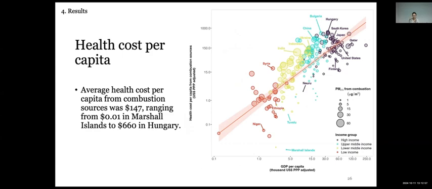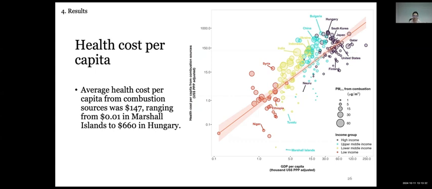Earlier I showed you that health costs from China, India, and US are extremely high, and that is sort of related to the population size, because the larger the population, the higher the health costs from PM pollution. That does not capture the full picture. So we further standardize the total health cost by dividing the total health cost by the total population, and we calculate the health cost per capita.